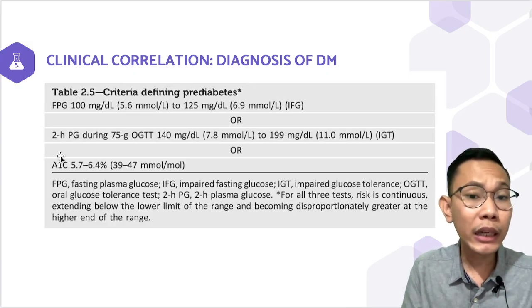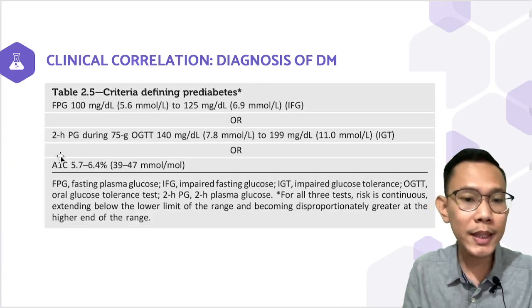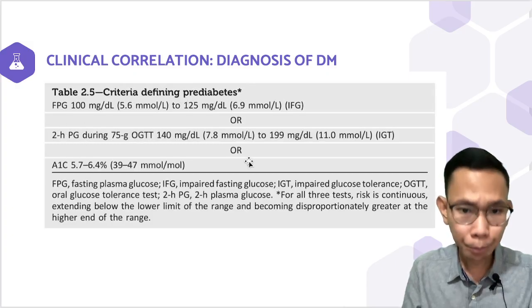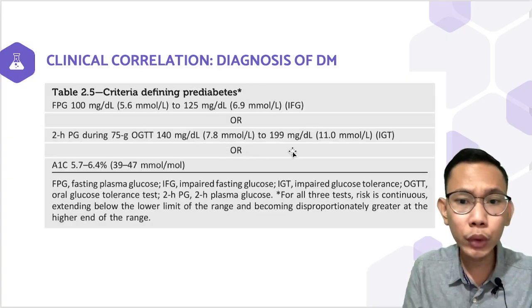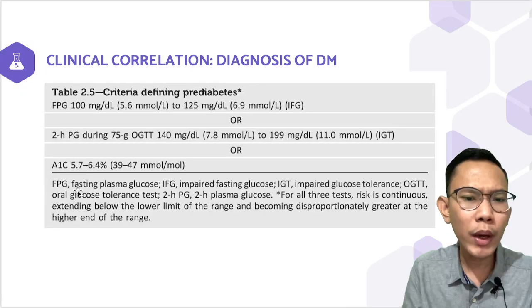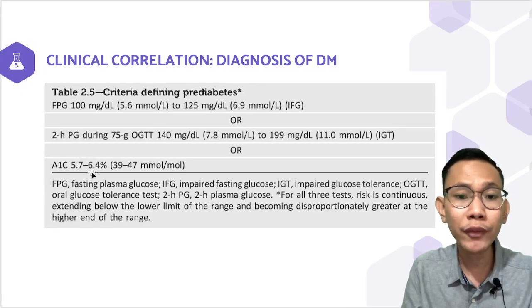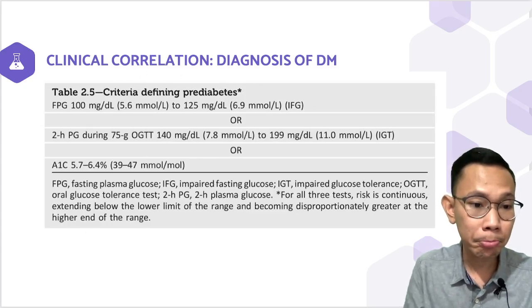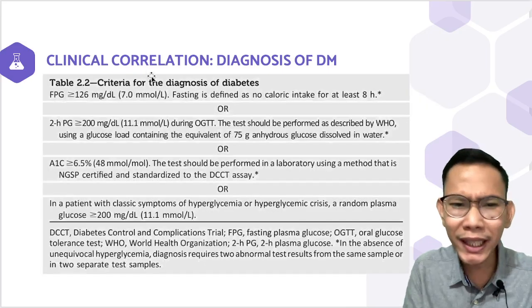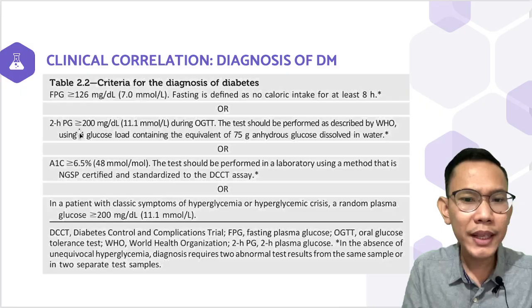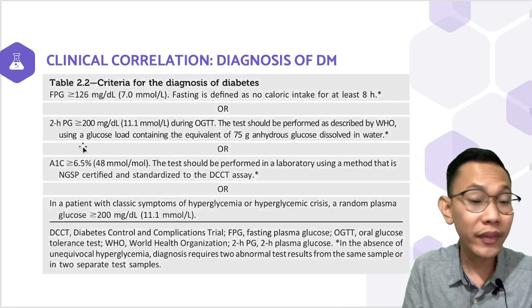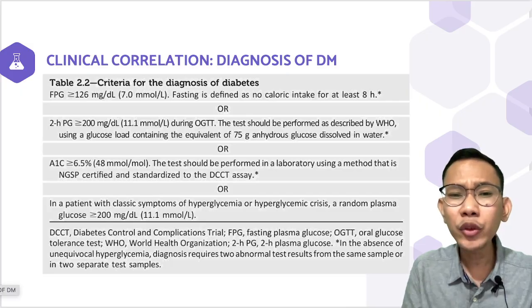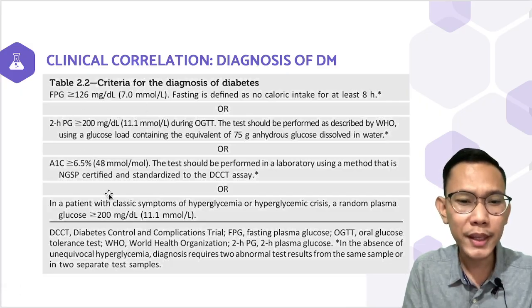These are the different criteria defining pre-diabetes: fasting plasma glucose of 100 to 125, 2 hours postprandial glucose from 140 to 199, and HbA1c of around 5.7 to 6.4%. So these define the pre-diabetic stage. But for me, the most important thing for you to know, guys, are these criteria for the diagnosis. Even in the board exam for medical technologists, you still have to memorize these values.